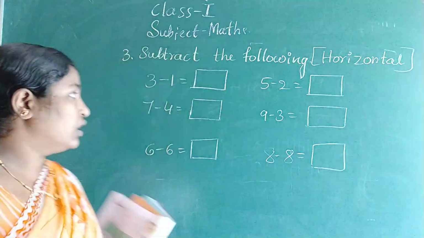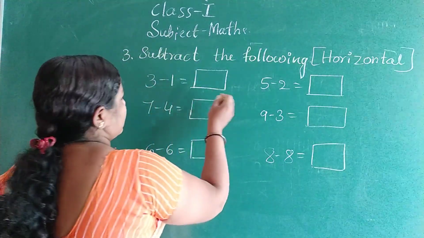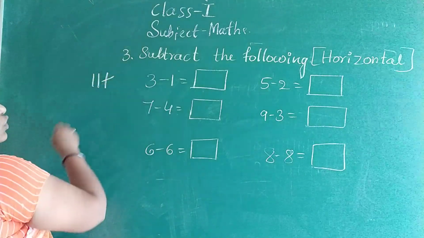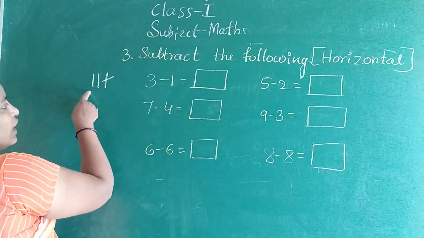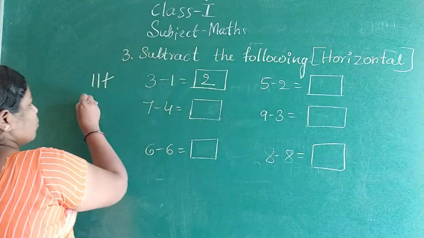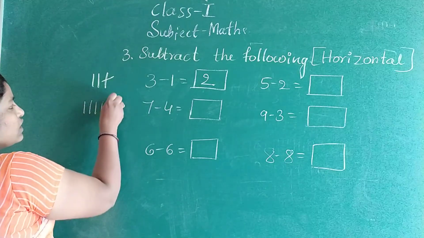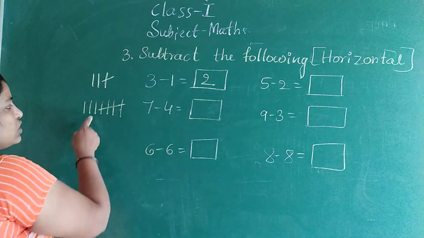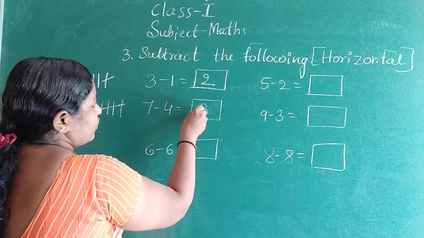Now see, 3 minus 1. Put 3 lines, 1, 2, 3, minus 1 line you cross. How many are remaining? 1 and 2. The answer is 2. 7 minus 4. 1, 2, 3, 4, 5, 6, 7. 1, 2, 3, 4. 4 lines you cross. How many are remaining? 3.